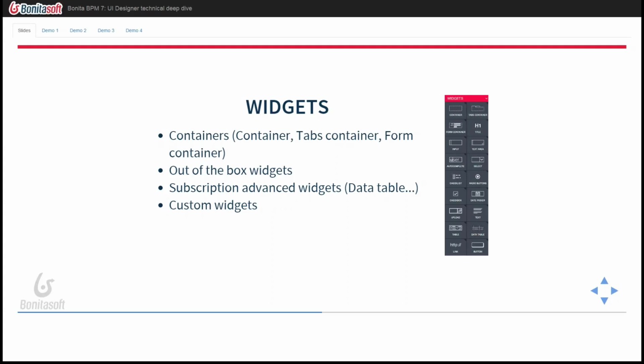Here you have, for example, the data table. The list is quite small for now. You have only the data table. The difference with the actual table widgets is that the data table is sortable and filterable. This is the main difference.